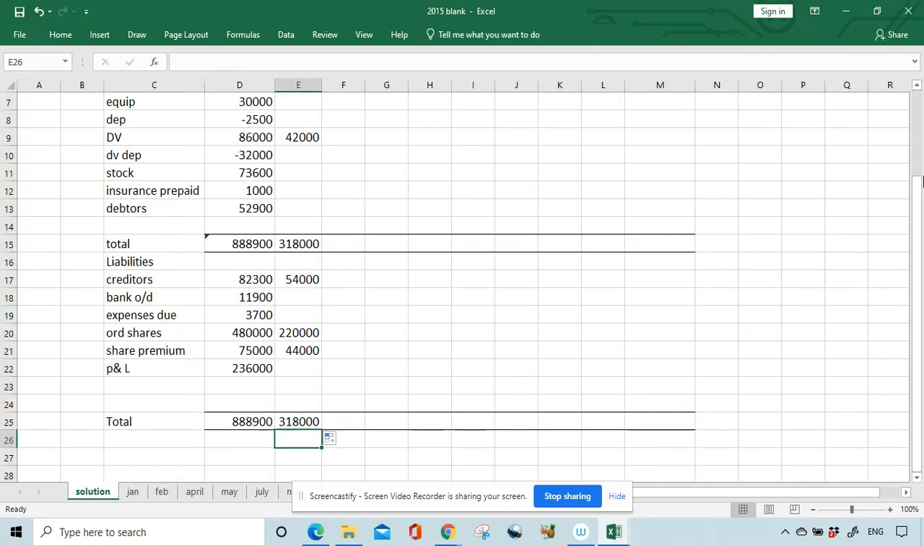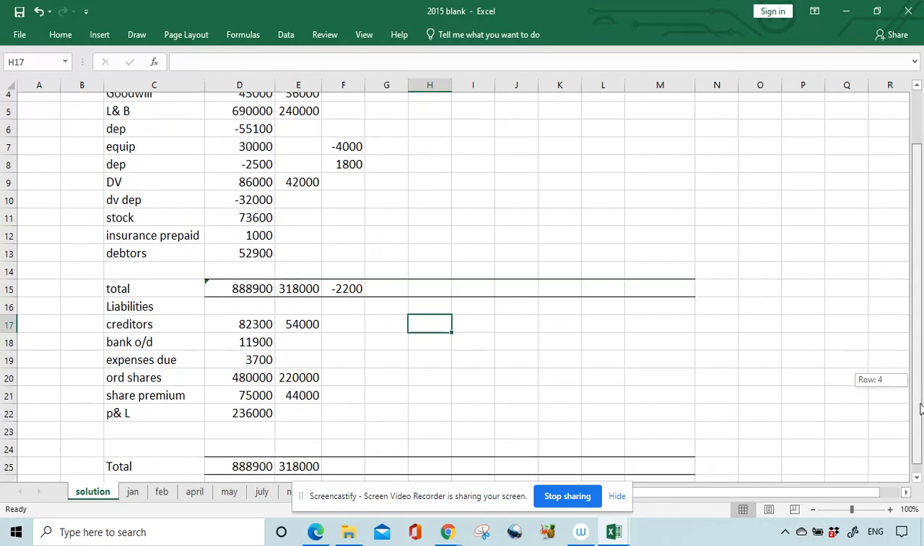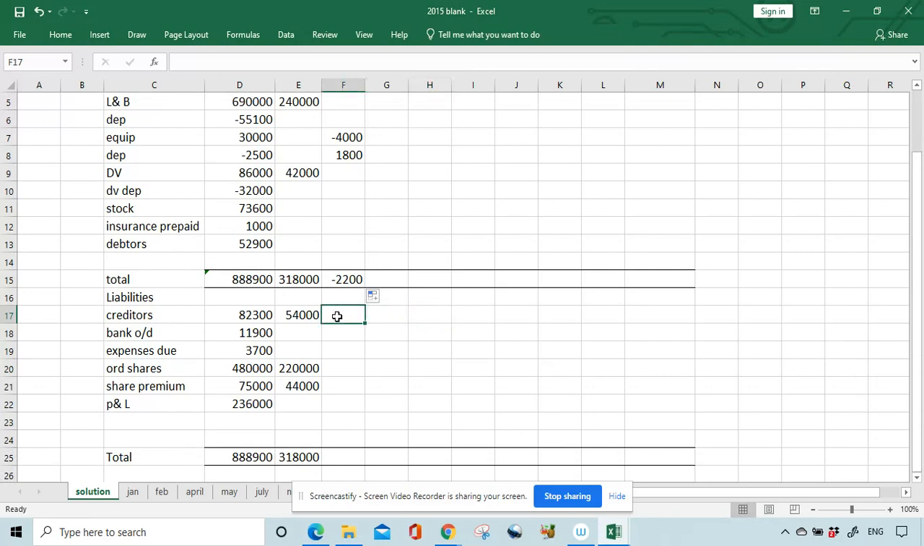So back to the solution. What happens here? The fridge would be an example of equipment. So that's going to go down 4,000. And we're going to write off the depreciation on it, which is plus 1,800. That's all that happens in the assets column. In the liabilities column, our creditor will go down because we've paid off that debt, and that will go down 2,500. And from our workings, we know we made a €300 profit. So minus 2,200, both the same.